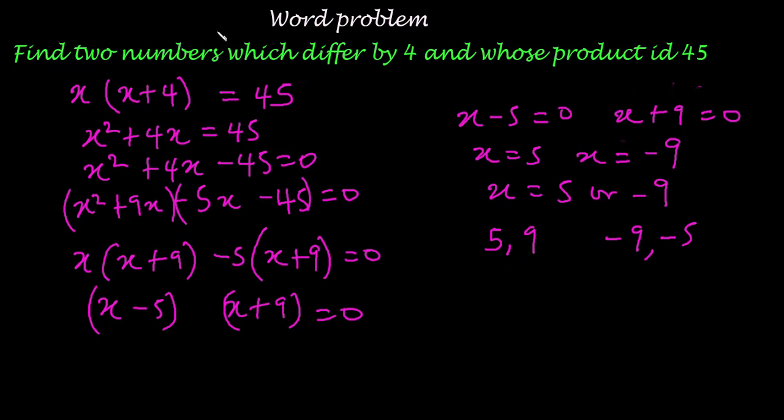And when you put them into this equation, it will be the same. The difference between the numbers is 4, and when you multiply the two together, you get your 45. So let's take a look at another problem in quadratic equation.